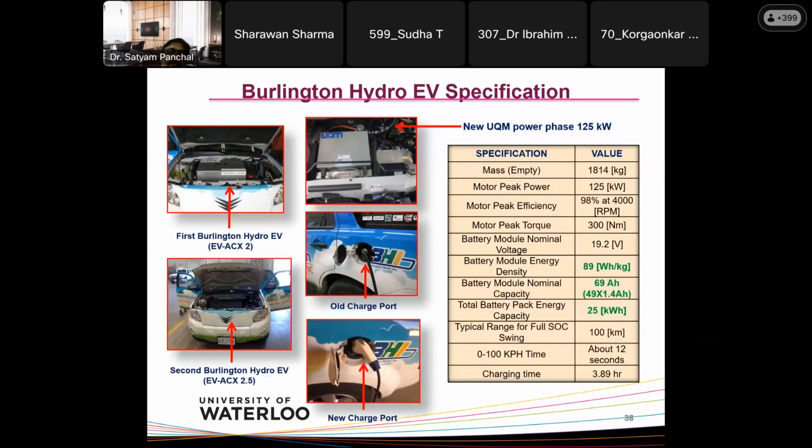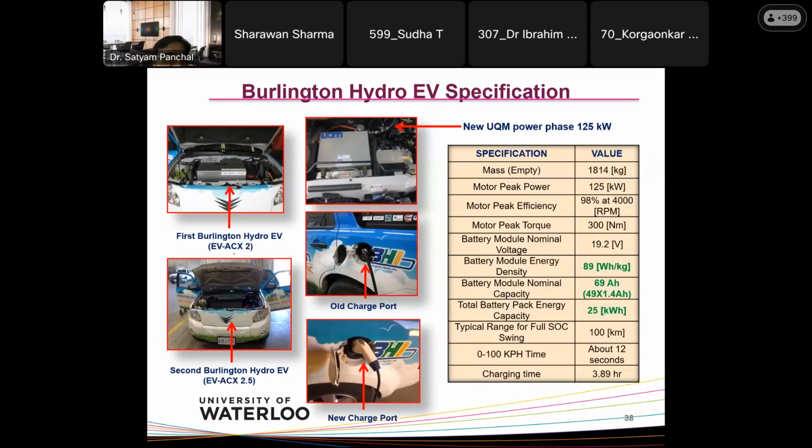So the electric vehicle specifications are, here you can see the first electric vehicle. It's called Burlington Hydro because the Burlington Hydro Company was part of this project. REV, called Rapid Electric Vehicle, second one Burlington Hydro, and third one University of Waterloo. So these three were partners for this project, and that is why it is called the Burlington Hydro EV.